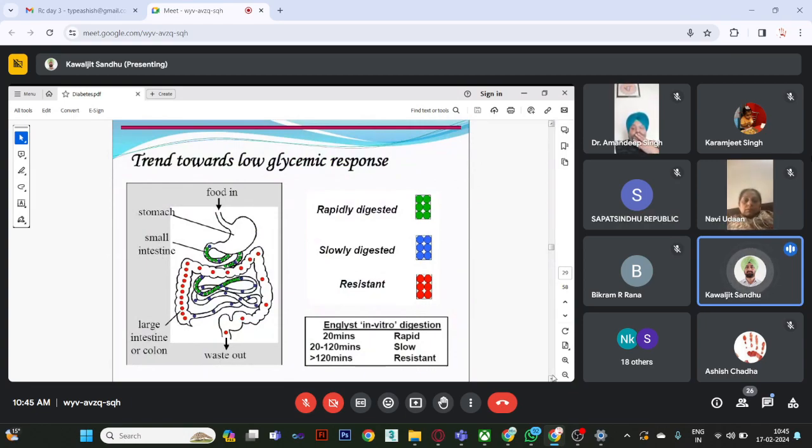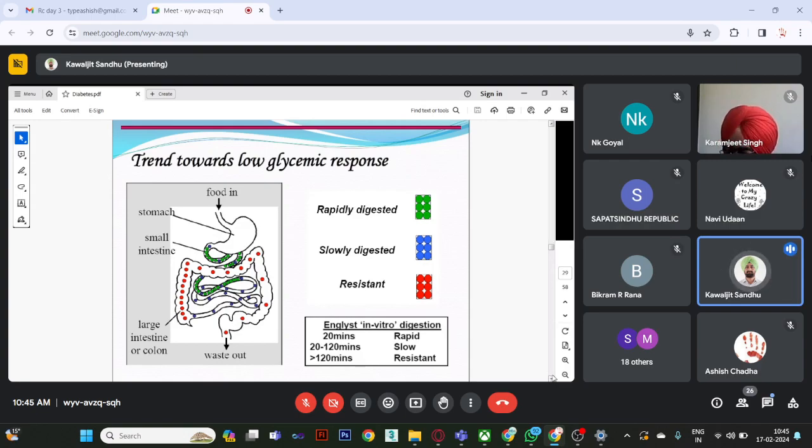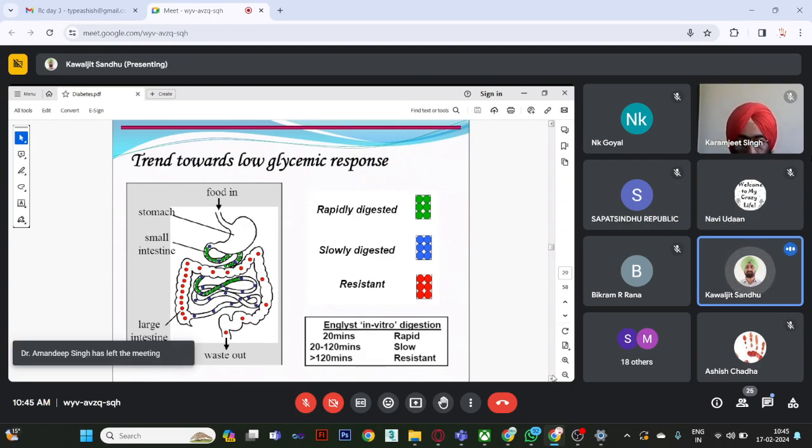So when you consume any carbohydrate-rich food, if it is digested within 20 minutes, we say it is a rapidly digestible food, and it comes under the category of rapid digestion. And those carbohydrates which are not digested between 20 to 120 minutes, we say it is slow digestible. And those which are not digested within 120 minutes, we say it is resistant to digestion.